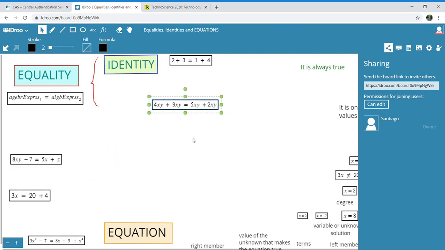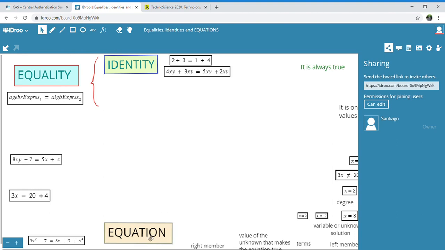Let's see another example. Look, this is xy plus 3xy equals 5xy plus 2xy. If we add the monomials, 4xy plus 3xy equals 7xy, and here the same happens. So these two algebraic expressions separated by the equal symbol, that is an equality, are always true. Then it is an identity. In this case, we call it an algebraic identity because it consists of two algebraic expressions.